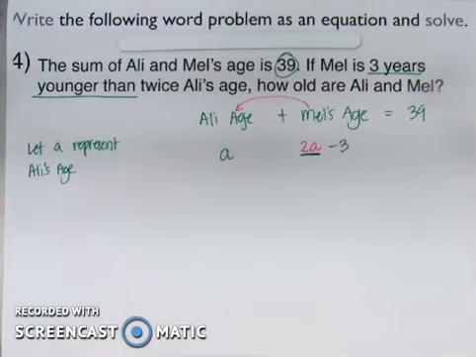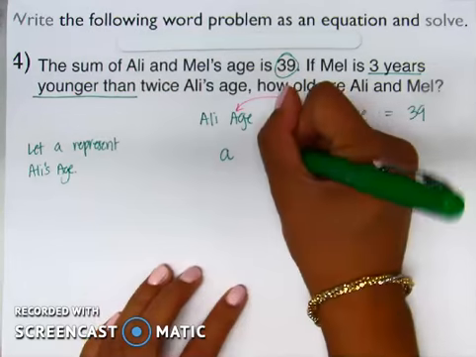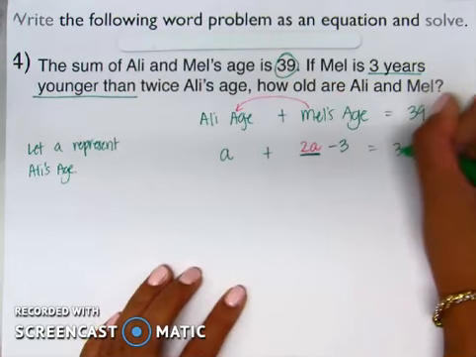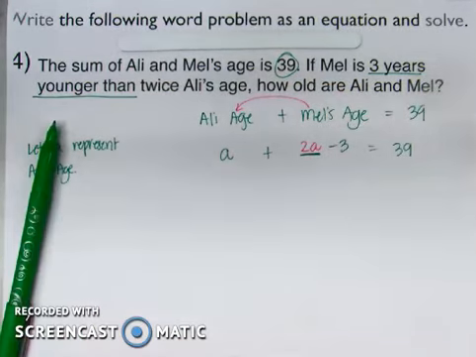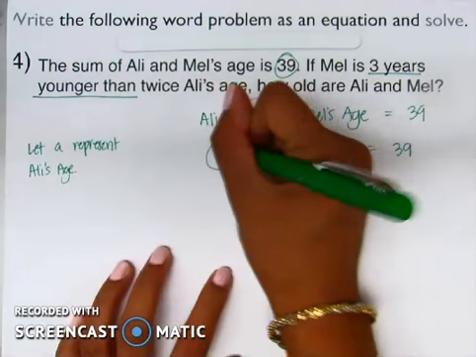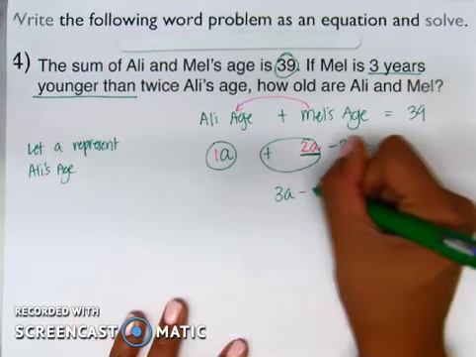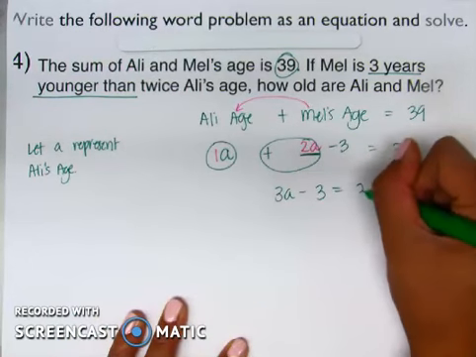So now that I figured out Allie's age and Mel's age, what we're going to do is go ahead and complete this equation and solve. So first things first, there's no distribution, so we're going to go straight into combining like terms. We have 1A here, combine that with 2A, leaving us with 3A minus 3 equals 39.